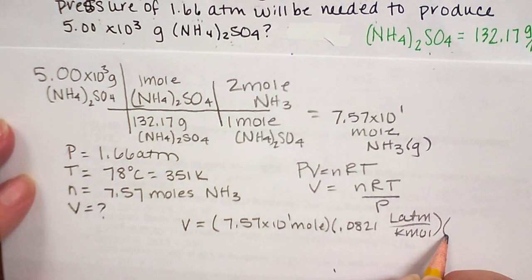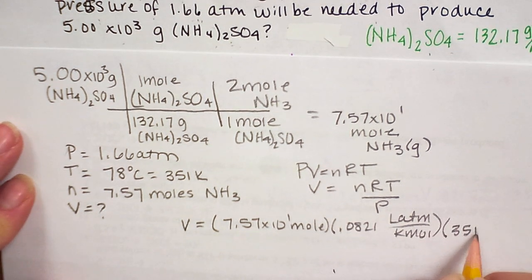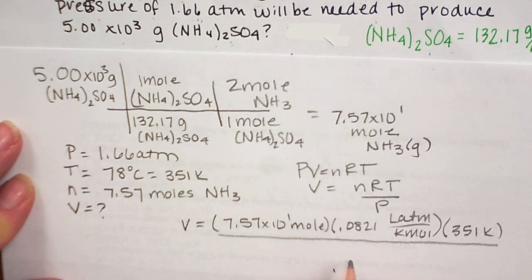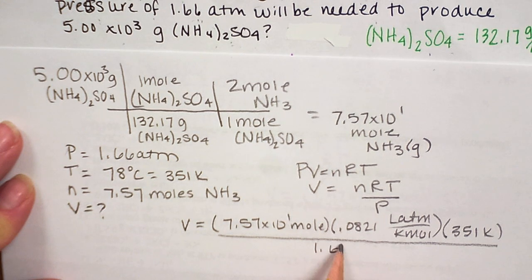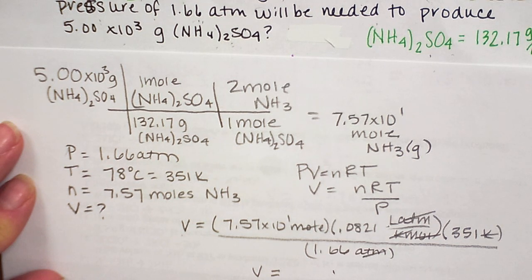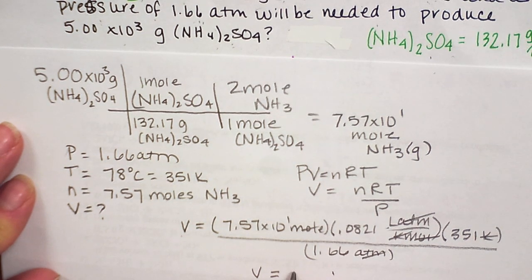And temperature, 351 Kelvin. And all of that is over 1.66 ATM. I cancel out ATM, I cancel out moles, and I cancel out Kelvin, and I'm left with liters, which is great because I'm looking for volume. So my volume is equal to, when I run my math here, 1.3 times 10 to the third liters.